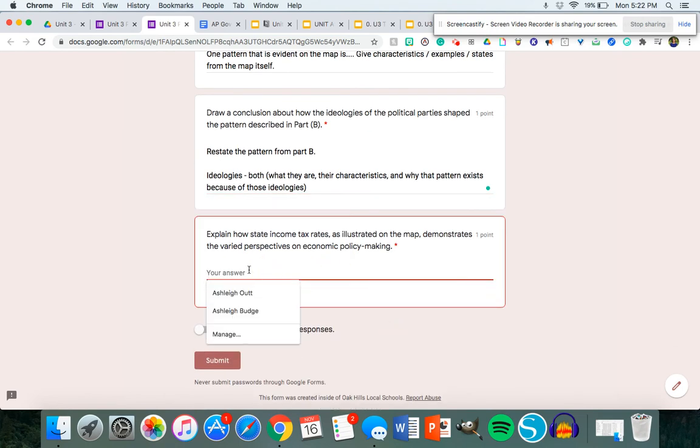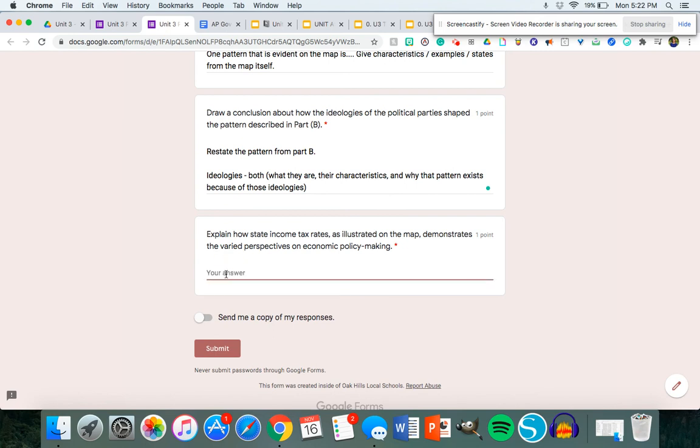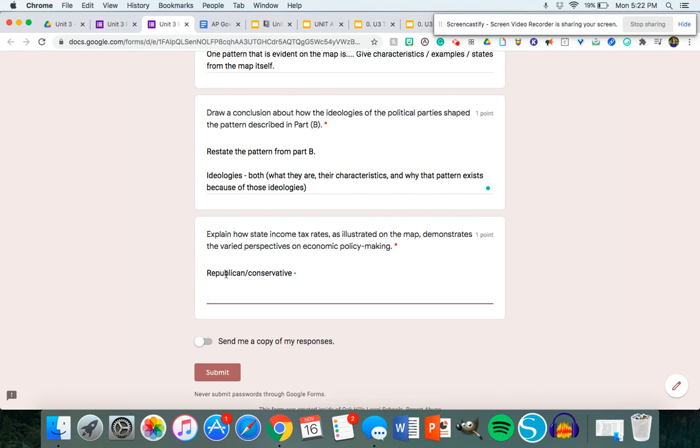And then finally, for part D, explain, so this is your more in-depth answer, how state income tax rates, as illustrated on the map, demonstrate the varied perspectives on economic policymaking. Don't be freaked out by this question. You know this. Think about the Republican or conservative side: what are their stances on the economy versus the Democratic or liberal side? How does this map demonstrate that varied perspective?